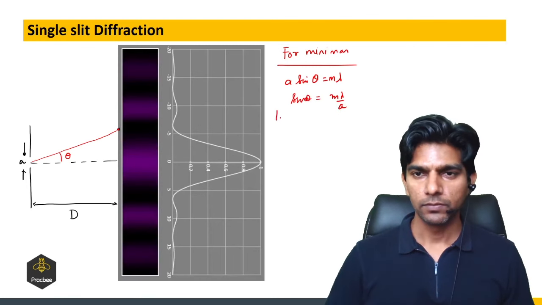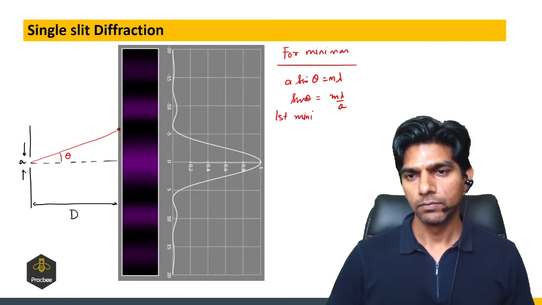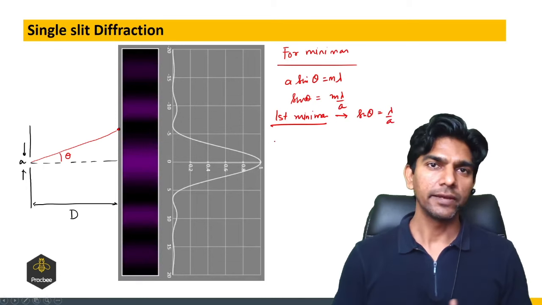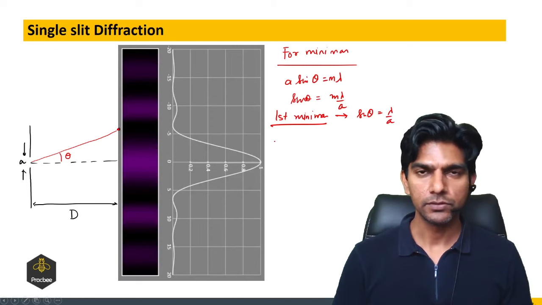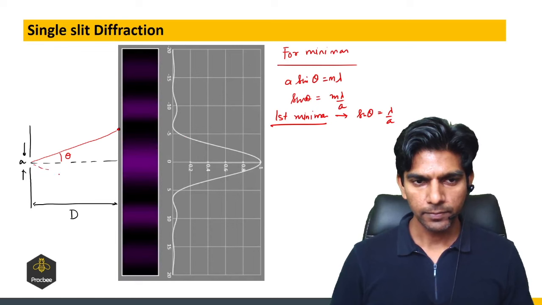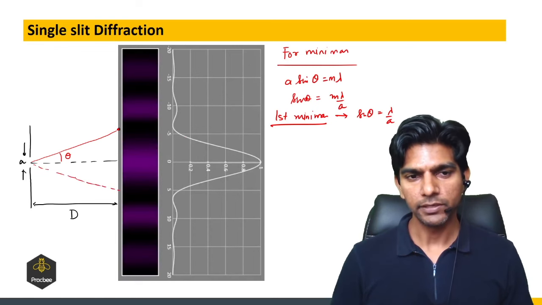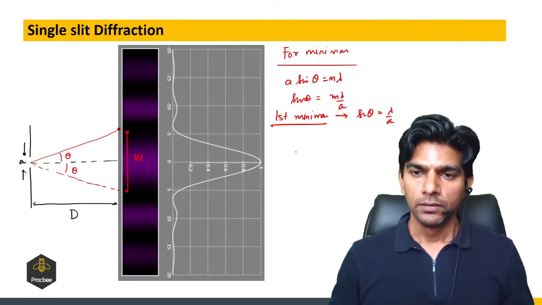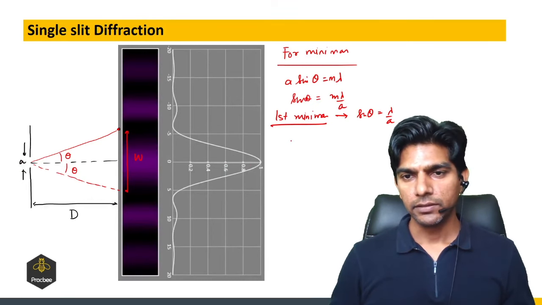So sine theta will be m lambda by a. For first minima, sine theta will be equal to lambda by a. Similarly, for second minima, it will be 2 lambda by a, so on and so forth. Now, if we want to find the width of the central maxima, this angle is again theta. So we can say this is the width of the central maxima, let us say W.